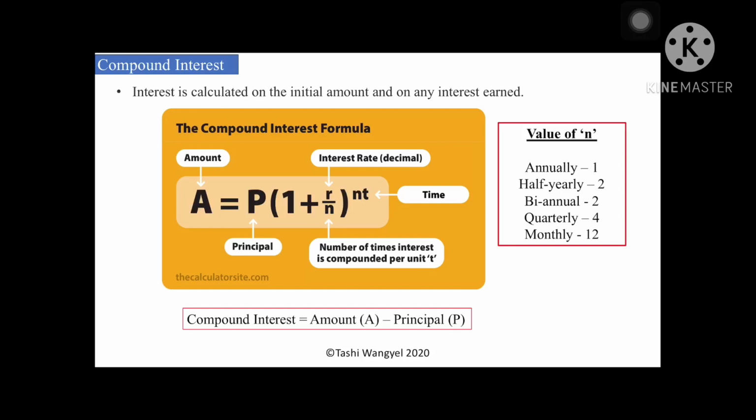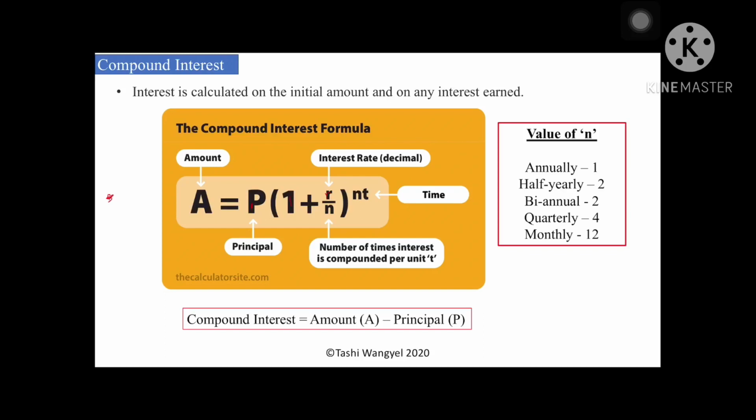Formula: in simple interest, SI is PRT by 100. In that formula we find the interest, then amount is principal plus interest. The compound interest formula is amount A is equal to P times bracket open 1 plus R by N, bracket close, to the power NT. P is the principal, R is the rate. The rate is 5%, which means 5 by 100, 0.05, so R value is 0.05, and R by N is taken.